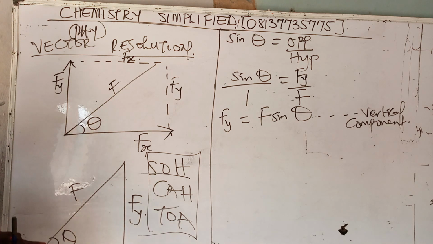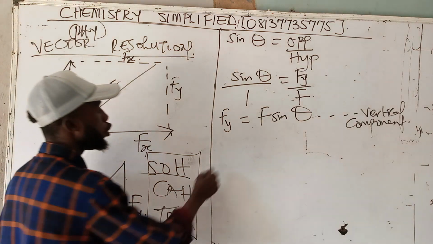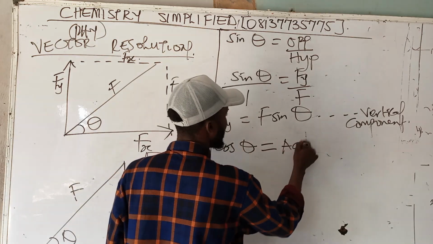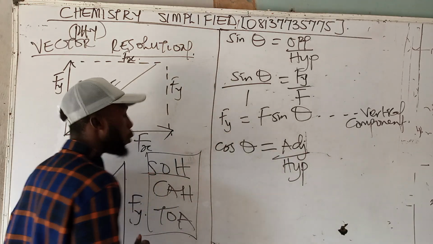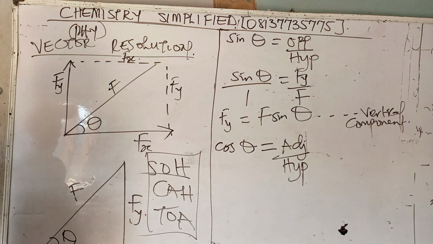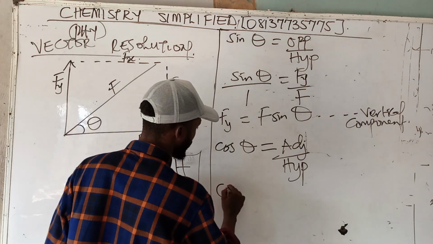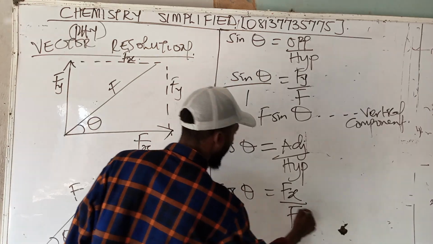As we have explained earlier, this is the hypotenuse and this is the adjacent. Hypotenuse and adjacent, that is cos. So we now have cos of theta equal to adjacent over hypotenuse. What's our adjacent? Fx. What's our hypotenuse? F. So we have cos of theta equal to Fx over F.